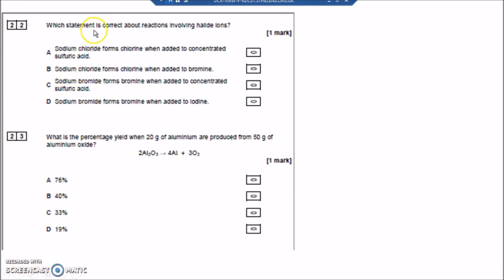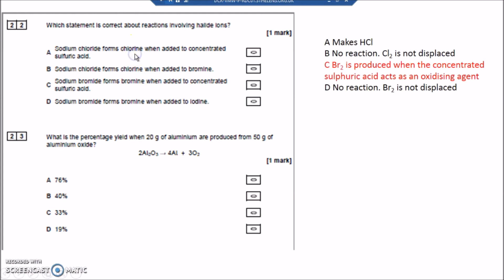Question 22. Which statement is correct about reactions involving halide ions? Sodium chloride forms chlorine when added to concentrated sulfuric acid. No, it's going to make hydrochloric acid gas as white steamy fumes. Sodium chloride forms chlorine when added to bromine. No, there's going to be no reaction because chloride ion cannot be displaced by bromine. Bromine is less reactive than chlorine.